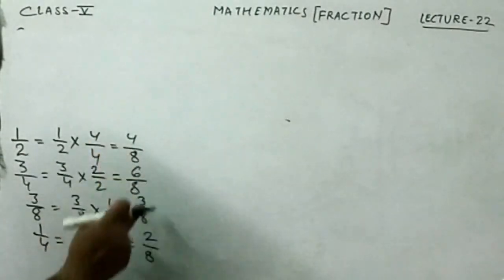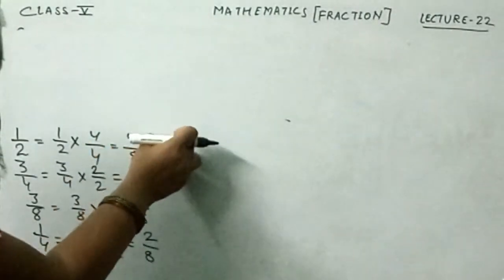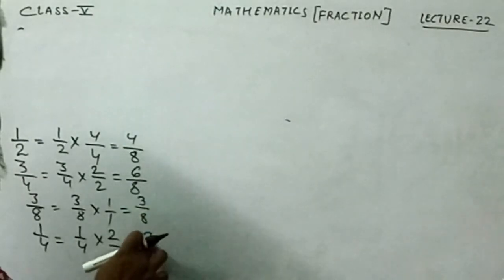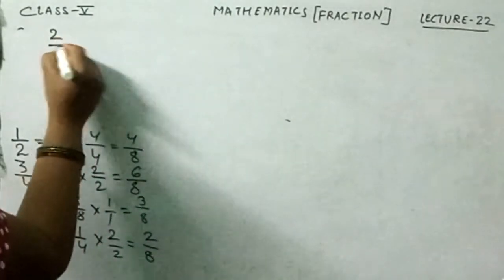Meaning here, what is the smallest number in the numerator? 4, 6, 3, 2. Compare the numbers. Which one is the smallest here? 2. So first we write 2 by 8.